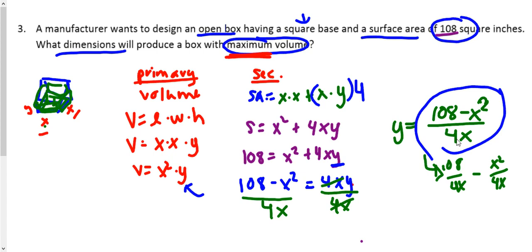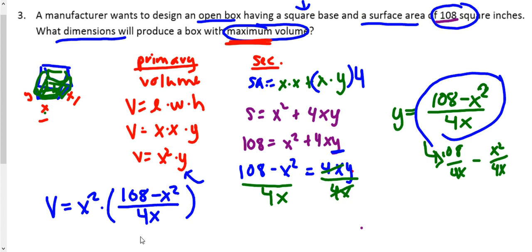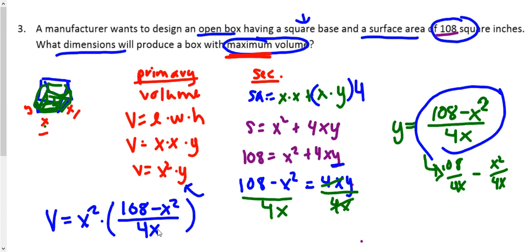So to substitute it, our next step is substituting. So we're going to substitute that in. So V is x squared times y, and instead of y, we're going to put that equation, (108 minus x squared) divided by 4x. That's our new volume equation. Well, the next thing that we need to do is maximize this.